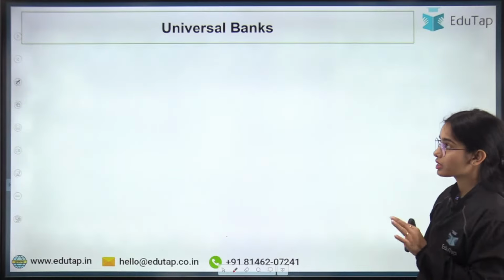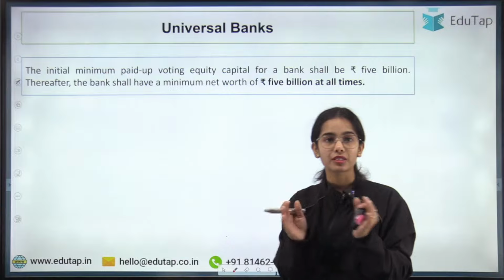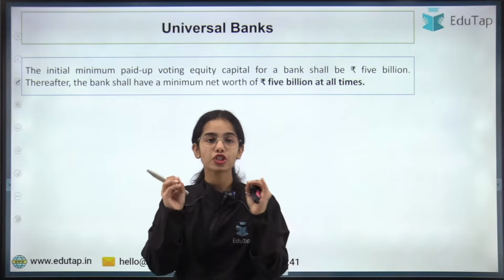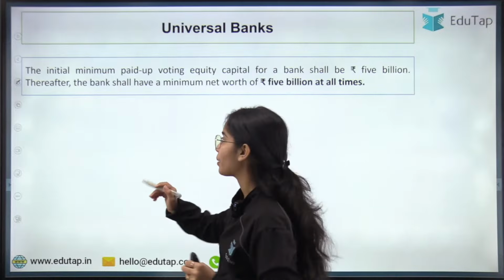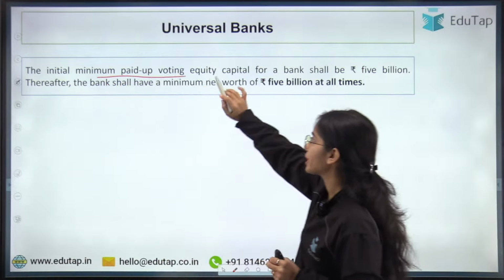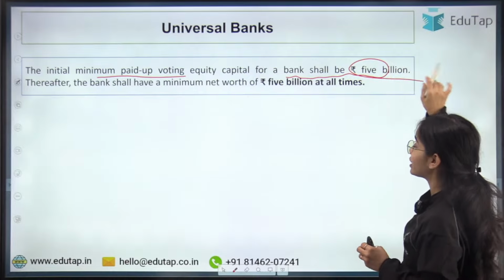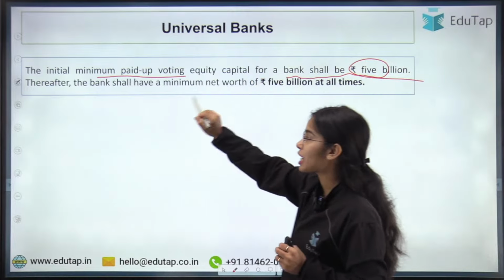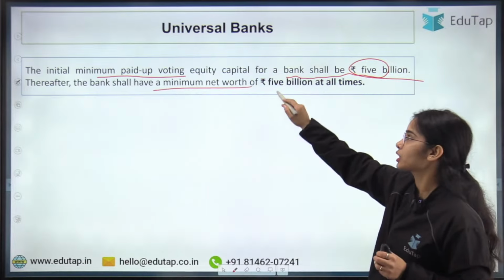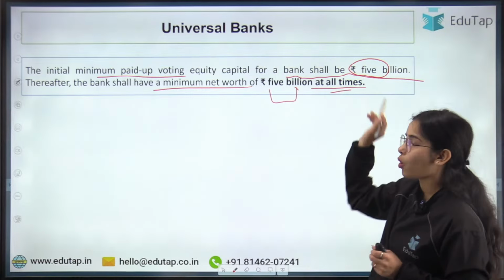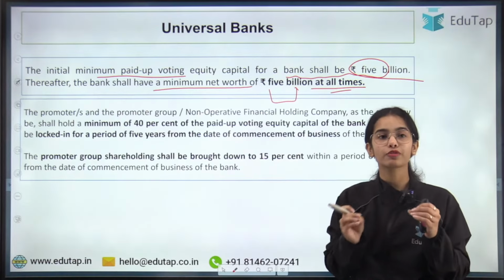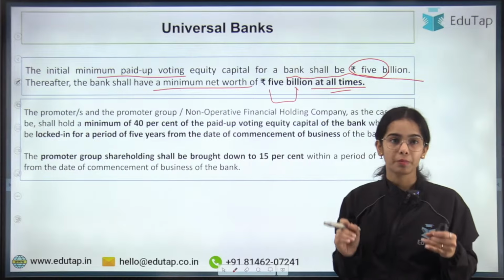Now coming to universal banks. We have discussed that they are the big banks. The initial minimum paid up voting equity capital, that is the initial minimum paid up share capital for a bank, shall be 5 billion rupees. Thereafter the bank shall have a minimum net worth of rupees 5 billion at all times. So the minimum net worth for a universal bank is 5 billion.